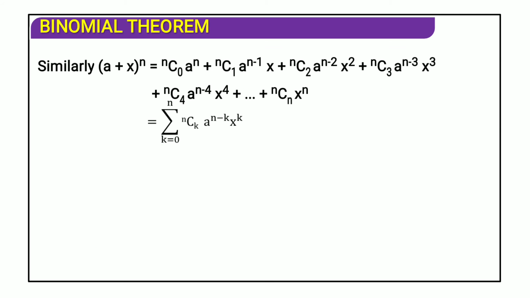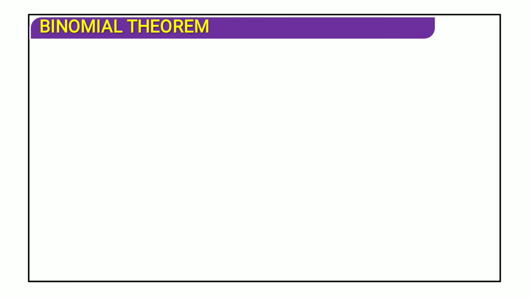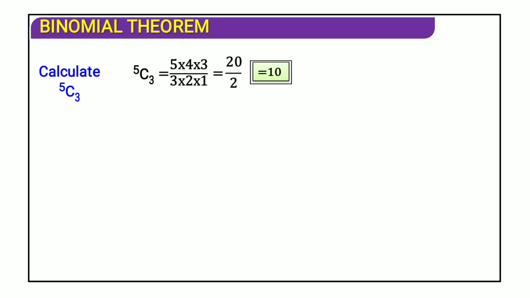See how we are going to apply these things in real life in particular equations. We can use these things in questions like this. Calculate 5C3. We have to use combination over here. It's so easy. The formula of combination: 5C3 equals 5 into 4 into 3 upon 3 into 2 into 1. So it is 60 upon 6. Simply we can say this is 10.